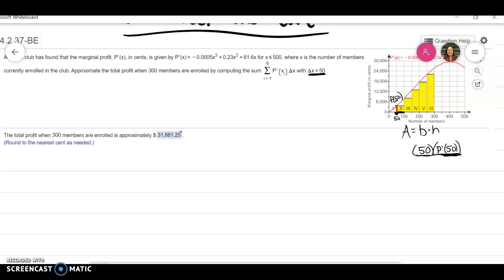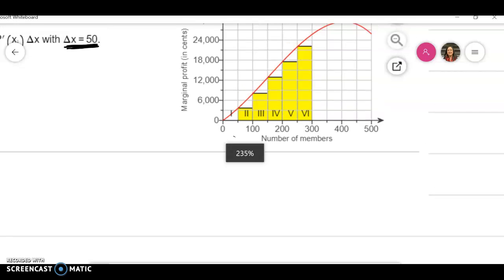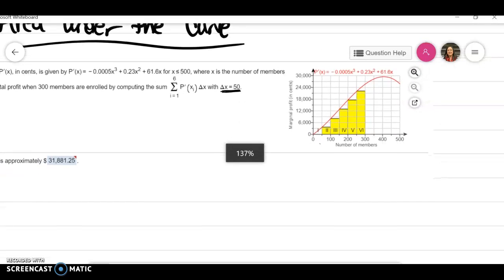I have to take my time, and I can't zoom in. I don't want to zoom in too small while I write. It wants to zoom out. But if I want to find the area, I'm just going to make this as simple as possible. All I'm finding is the area. So I said that first area is going to be found by doing my base, which is 50, times my height, which is going to be found by plugging 50 into the function. So that's going to be my first one.